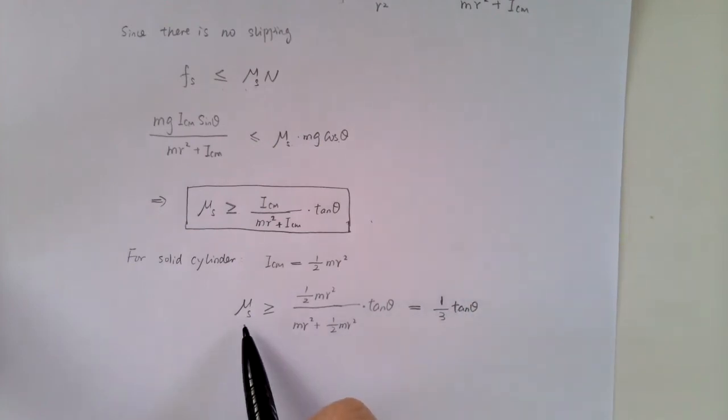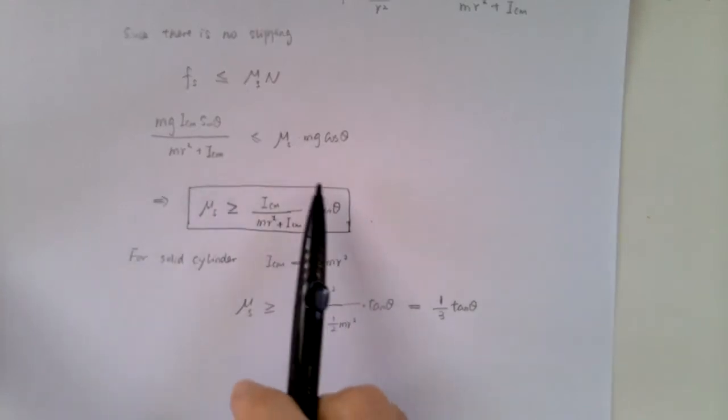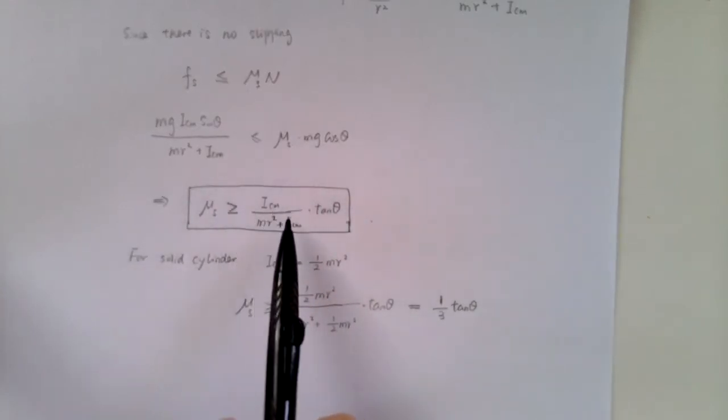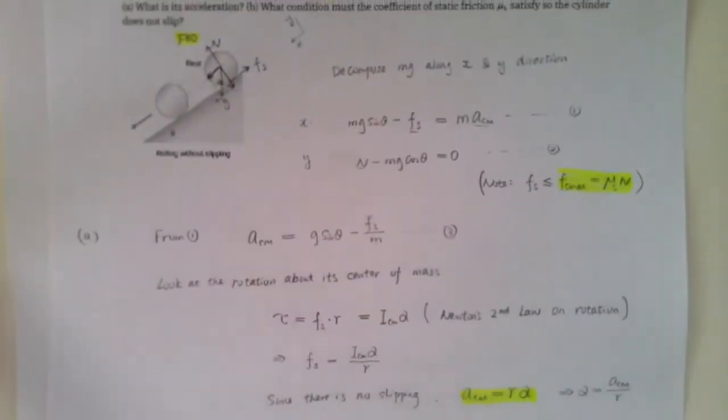Okay, so this mu sub s is only for the solid cylinder. Again, if we have another body, that will be another expression, but they all come from here. They share the same expression as for the general case. Okay, so this is the first type, rolling without slipping here. There is another very similar one.